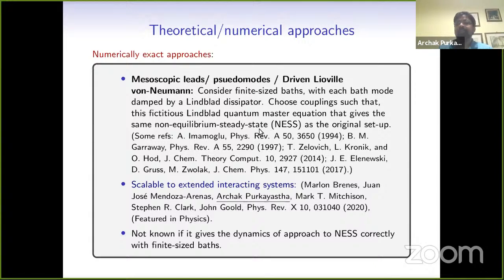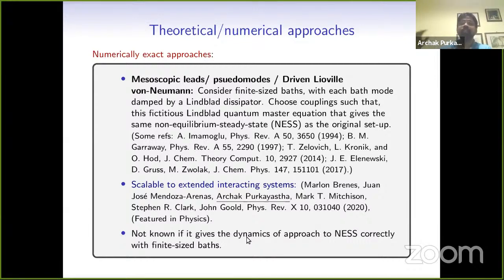Again, this is numerically exact, because if you keep on increasing the number of modes in the bath, you know that it will converge, and you can see how much you can converge and so on. These are some references for that. This technique has recently been shown to be scalable to large systems. This is one paper where we have done that. However, the problem here is that with a finite number of modes in the finite-size bath, it's not clear that the dynamics of approach to the steady state is going to be correct.